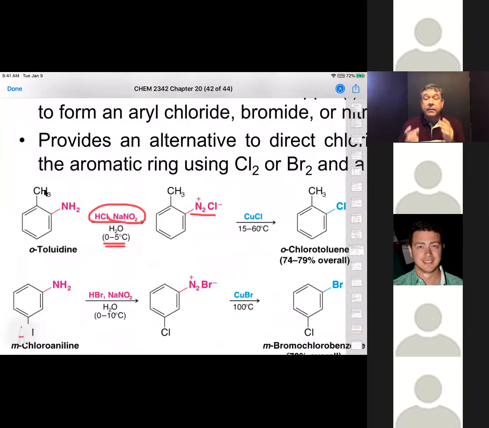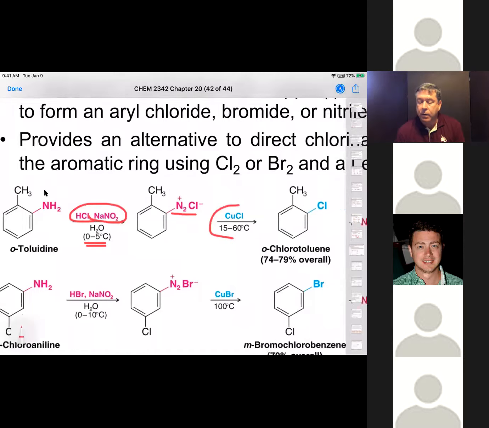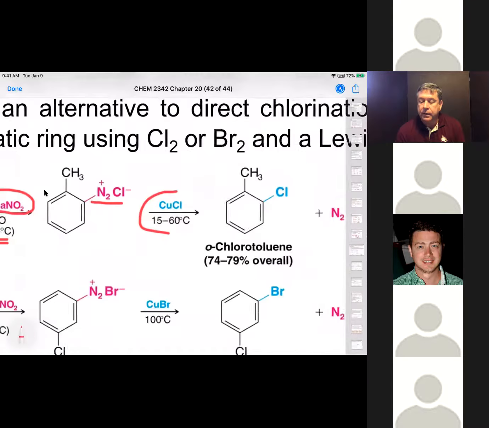These are very reactive, very easy to displace. When we add our copper chloride to it, the overall reaction generates our chloride directly where the nitrogen was. Remember, if you just tried to chlorinate this system, it would actually chlorinate ortho, meta, para to the other directors. It would go in these other locations right here. So we're getting substitution at exactly the place where the amine was.